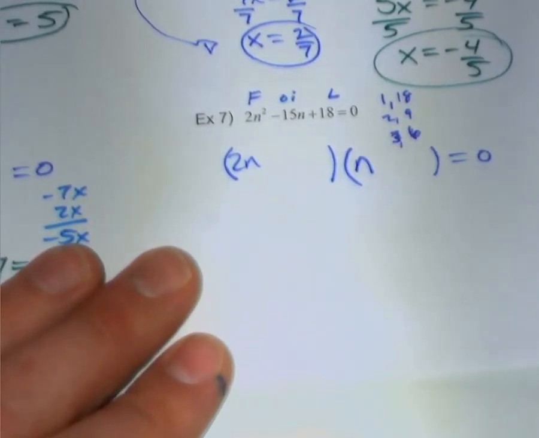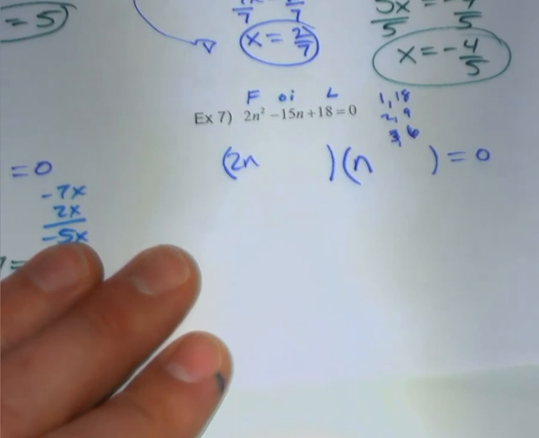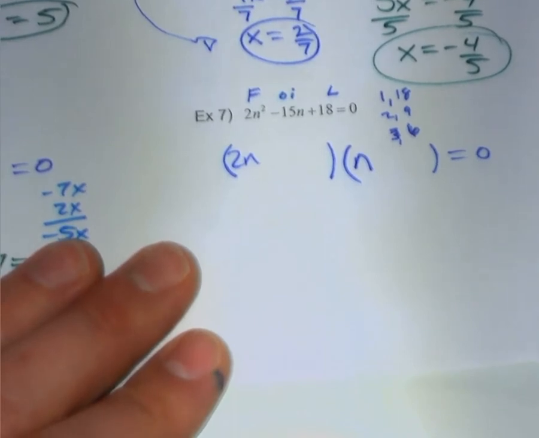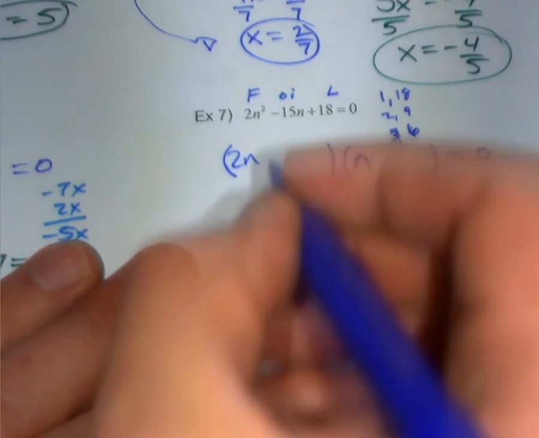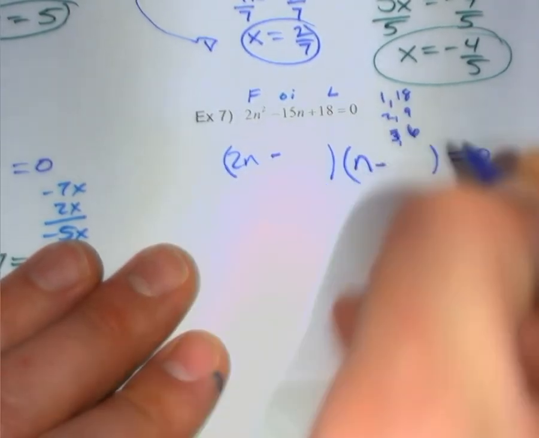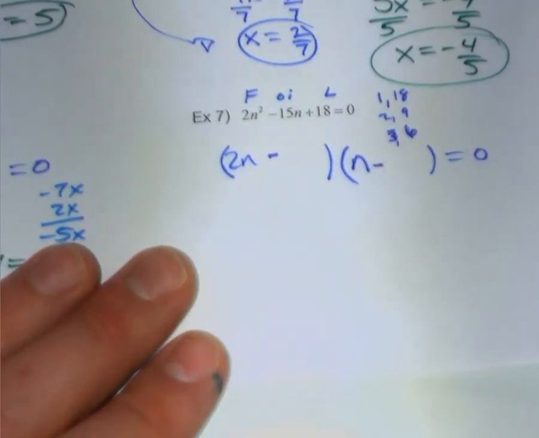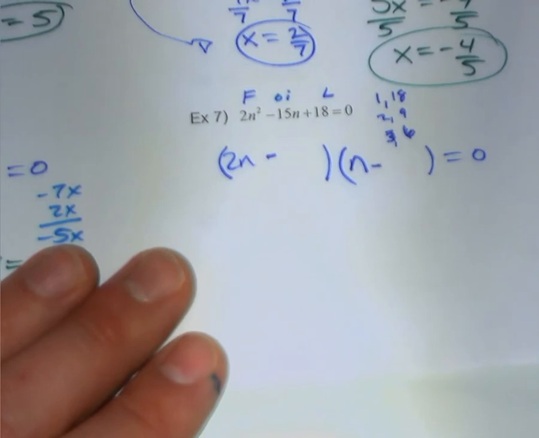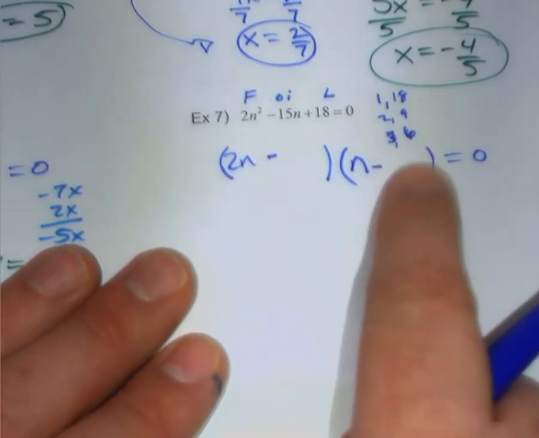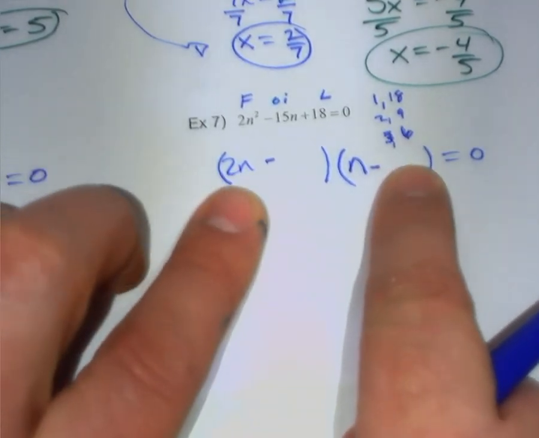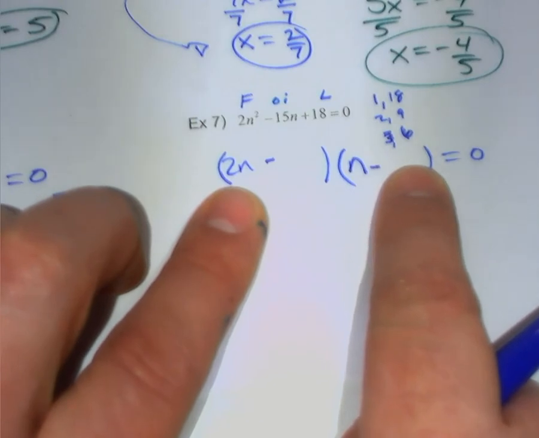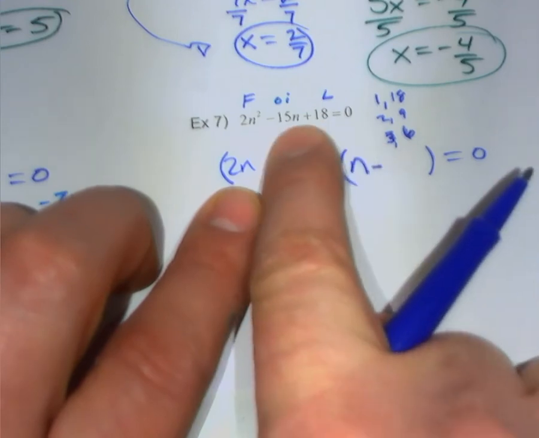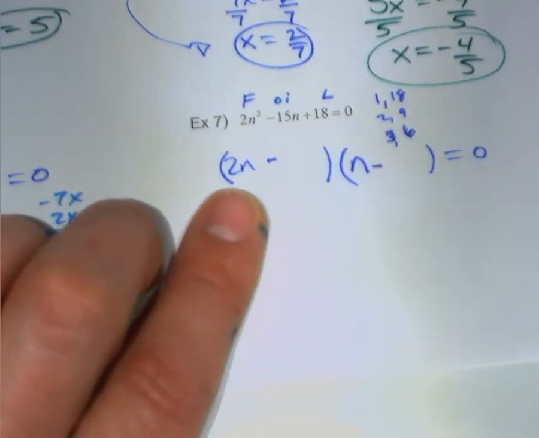And factors of 18 that add up to a negative, both have to be what? Negative. Both have to be negative. So 2n minus something and n minus something. Well, my outers and inners have to give me negative 15n. Okay. All right. Should 18 go here? What's 2 times 18? A lot. Yeah, bigger than negative 15. It's what, 36? Too much.